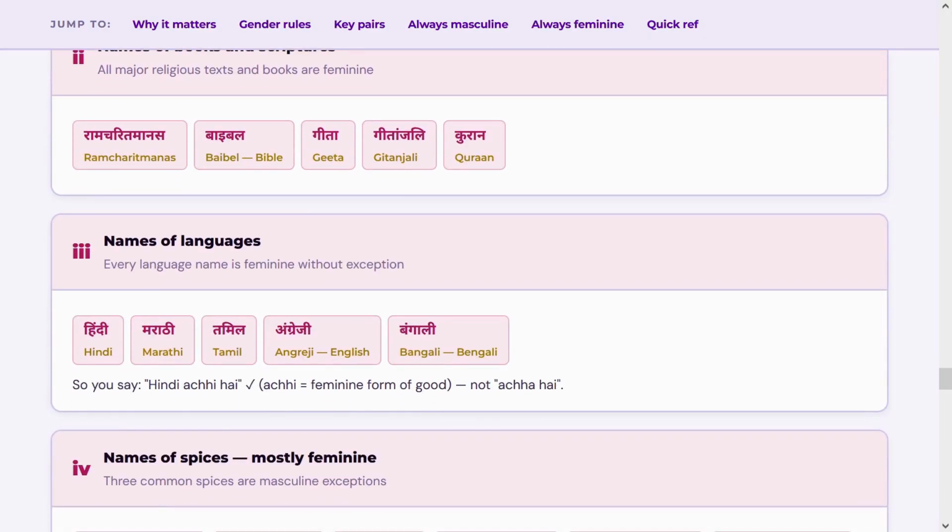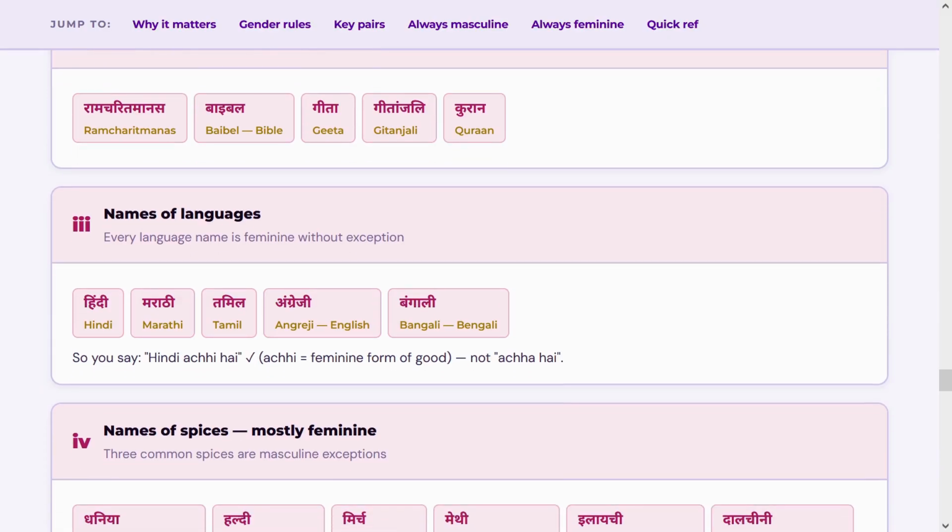Names of languages. Every language name is feminine without exceptions, like Hindi, Marathi, Tamil, Angrezi, Bengali, right? So you say Hindi achhi hai. Achhi is the feminine form of good, not accha hai.